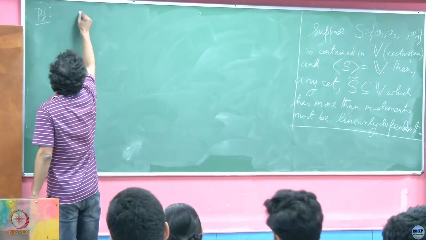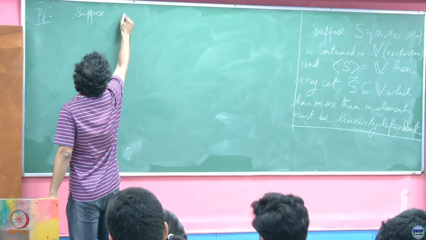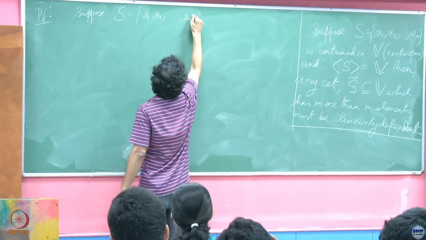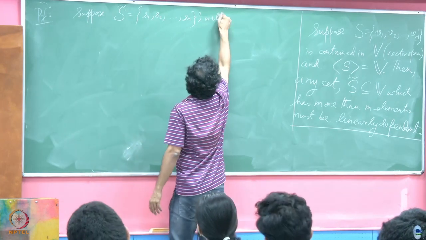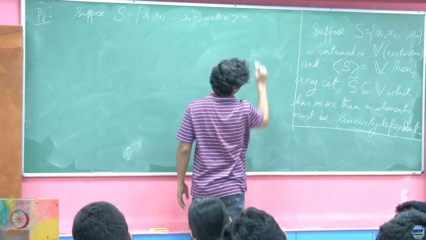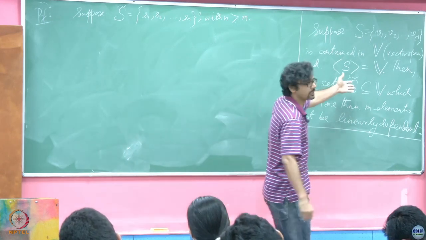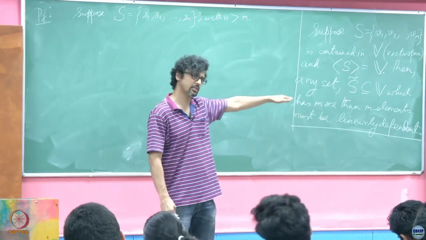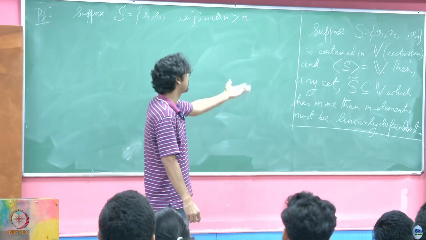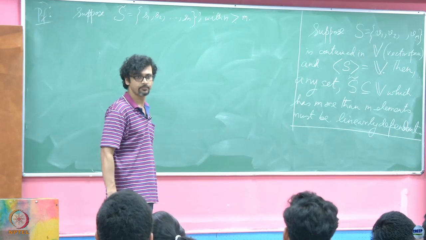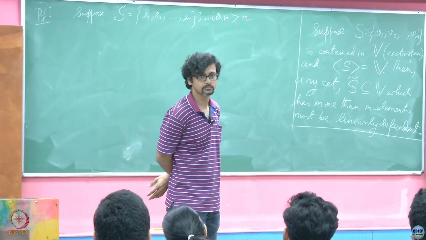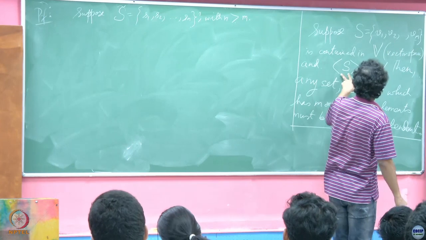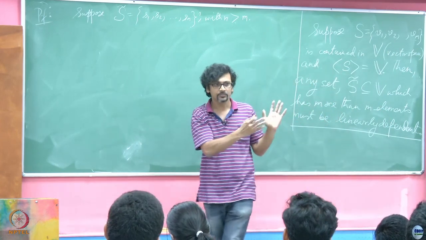So suppose S tilde is equal to {S1, S2, through Sn} with n greater than m. That's the first thing we know about S tilde: it contains more elements than are there in a generating set, and the number of elements in the generating set we have assumed to be m. Needless to say, m and n are finite. The independence of V1 to Vm is irrelevant. We will assume that this is a generating set, and later on we will take some subset of that.